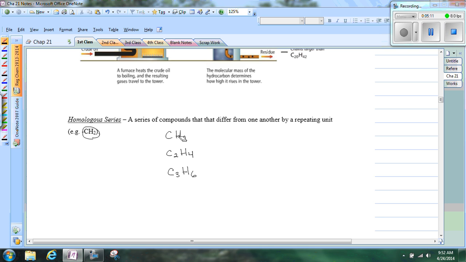Actually, we have to strike this. The first compound is actually methane, which is CH4. Sorry about that. So now to the CH4, we keep adding CH2s. So the next member would be C2H6, and the next member would be C3H8. And then it can continue on and on.